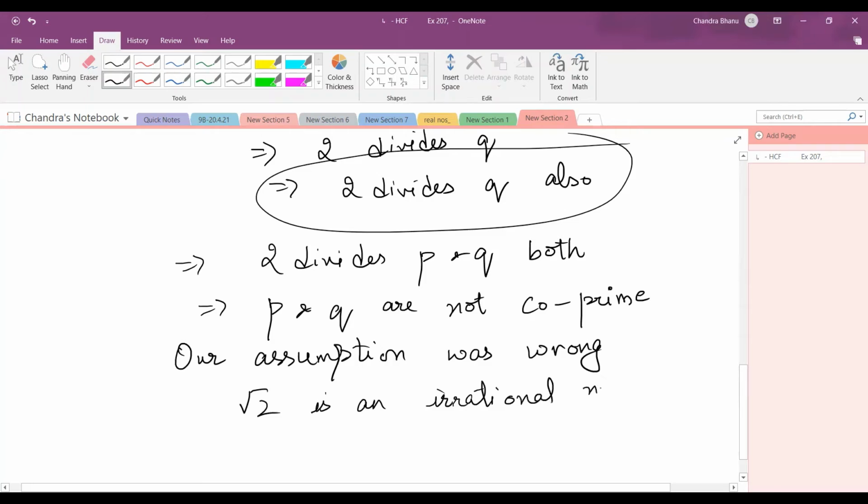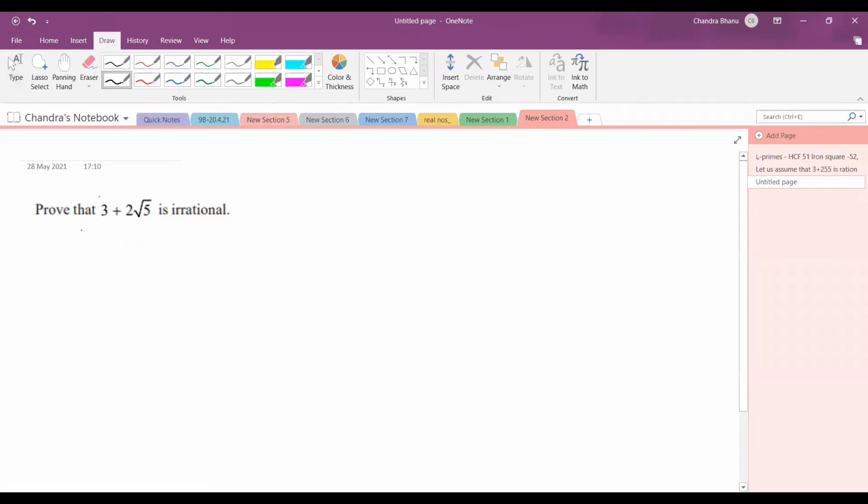In the same manner, we can prove it for root 3, root 5 and any other numbers. Now let's do some questions which are combinations of rationals and irrationals. The previous question was solely on irrational numbers like root 2, root 3, root 5, etc. But here I have a question which is basically a combination of rationals and irrationals. The first few steps are the same, but then it is different.